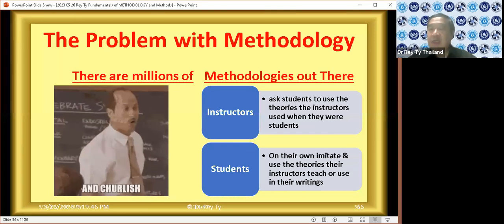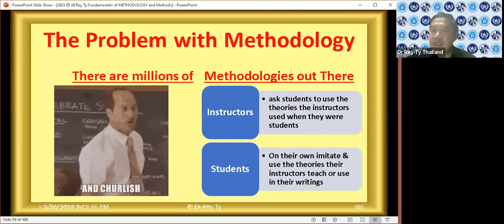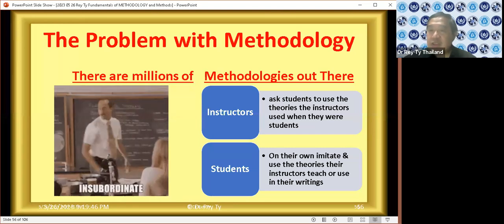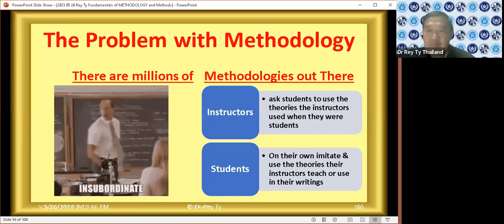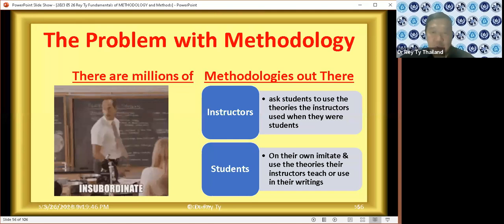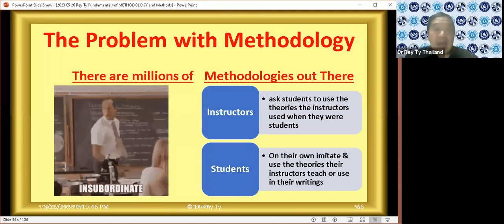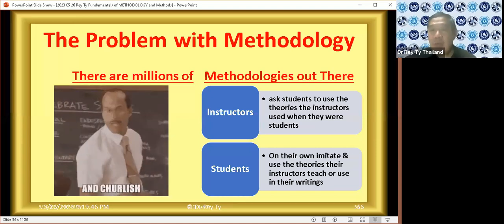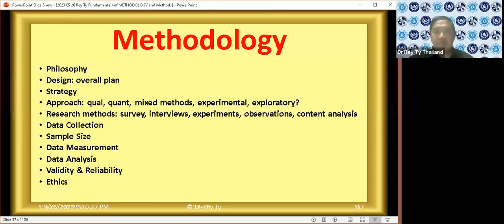The same problem with theories. Many times instructors tell their students to use the theories they used when they were students 25 years ago. Or students on their own try to do what the professors do, which they did the research 30 years ago. Again, no new knowledge. So that's not good way by which you write your paper.